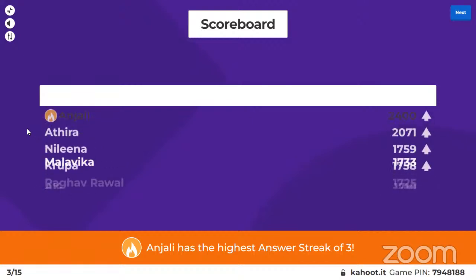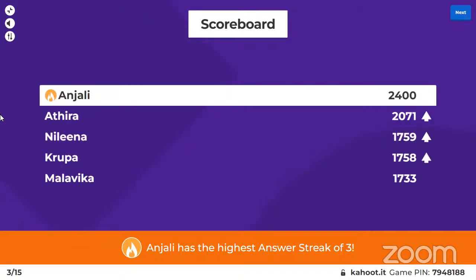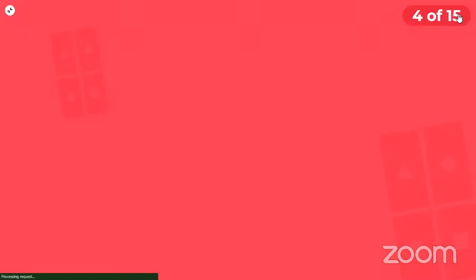Scoreboard, we have Malavika. Okay, we have Anjali. We have a new topper. Anjali is a new topper with an answer streak of 3 correct answers in a row and the score 2,400. She has scored 2,400 points. Second, we have Adira with 2,071. Third, we have Nilina. Fourth, we have Kripa. And fifth, we have Malavika. Moving on to fourth question.